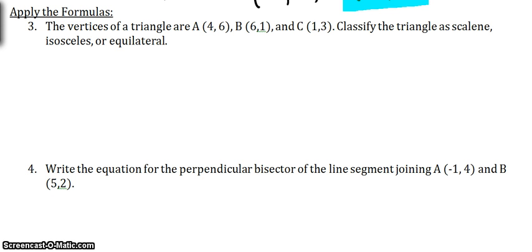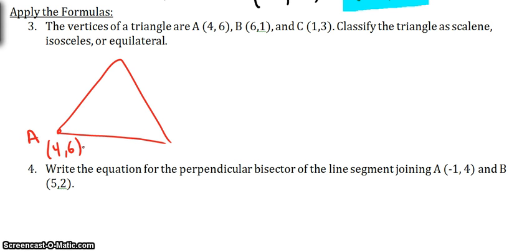But in this chapter, we're going to use these formulas and apply them to different situations. So the first applied situation we're going to go through is classifying triangles. Okay, so specifically, it draws this triangle for you and gives you that the vertices, and I'll just draw a triangle here, are A, which is at 4, 6. Keep in mind this isn't drawn to scale necessarily. B is at 6, 1. And C is at 1, 3.